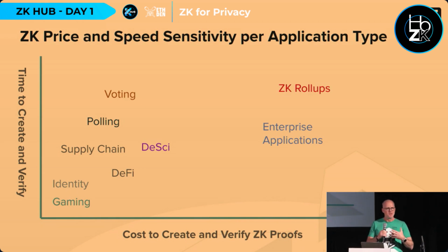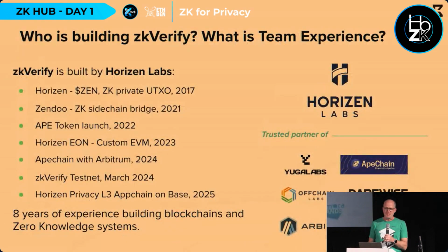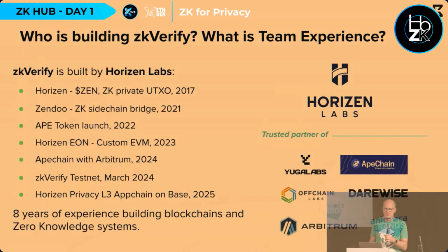Like zk rollups are successful because it's so economically beneficial to scale Ethereum that it can handle a higher cost and a slower time to create a proof and verify. But if we want to get to the high volume, low cost proofs, we need to start looking at applications like identity, gaming, perhaps decentralized finance, maybe voting and polling, some forms of decentralized science. So that was what our recent online hackathon was about.